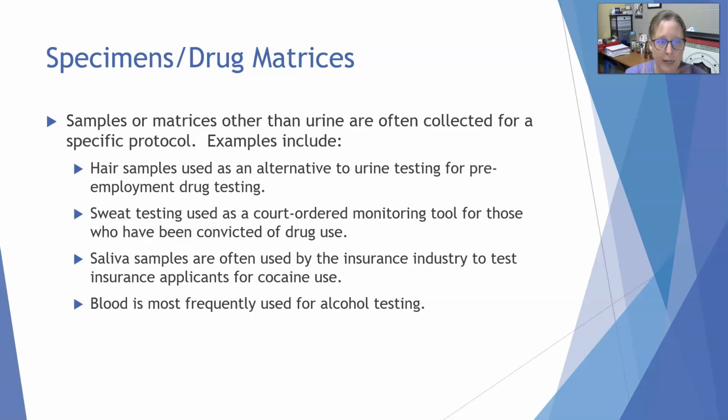Hair samples are used as an alternative to urine testing for pre-employment and drug screening, and also pre-admission into professional programs. Sweat testing can be done as a court-ordered monitoring tool for those who have been convicted of drug use and are incarcerated or in the legal system. Saliva samples are often used by the insurance industry to test insurance applicants for cocaine use, and blood is the most frequently used sample for alcohol testing and blood alcohol levels. That would be maybe to confirm a breathalyzer test, right? They didn't know the breath alcohol, but we want to confirm it. So you can do blood alcohol testing for that.